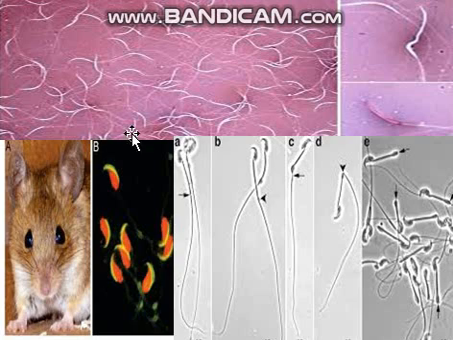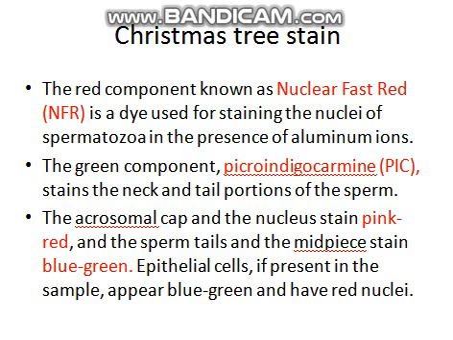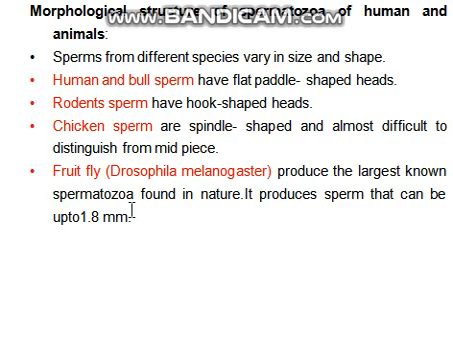So here is the microscopic view of the chicken sperm. These are spindle shaped, in which it is very hard to distinguish the mid piece or tail from the head, whereas this is the microscopic view of the rodents, where you will get the head as hook shaped. And the last, very distinguishing feature is in the case of the fruit fly. The sperm of the fruit fly is the largest one, around 1.8 millimeter, and it is even larger than the human sperm itself. So thank you.